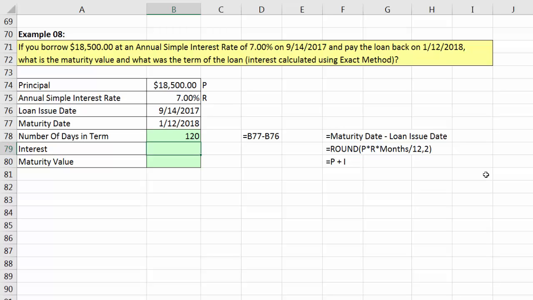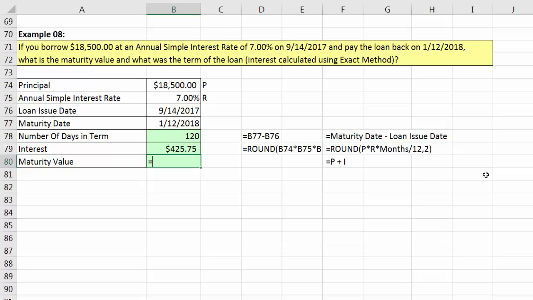That means we can calculate the interest that we need to pay. There's the principal times the rate for the whole year times the fraction of a year. Well, we have days. We're using the exact method, divided by 365. Comma 2, close parentheses, and Enter.